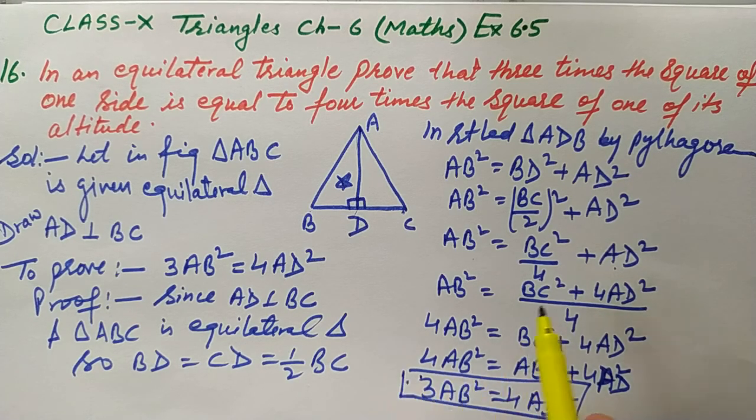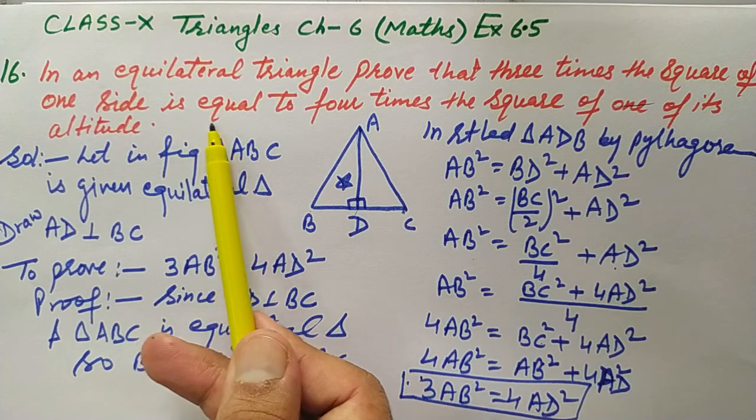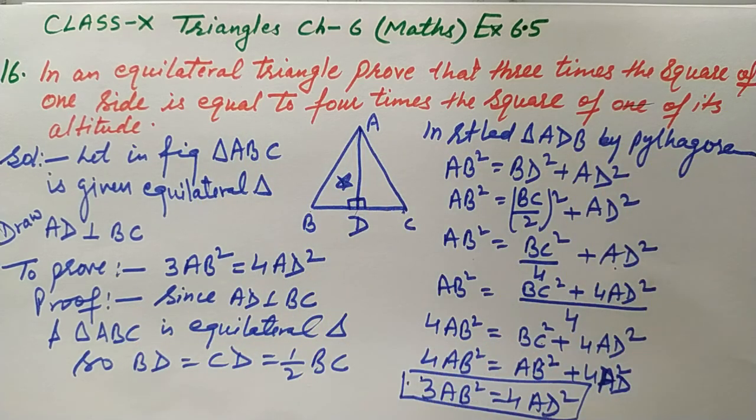Hence you can say that 3 times the square of one of the sides of an equilateral triangle is equal to 4 times the square of one of its altitudes. So this way we will do this question.